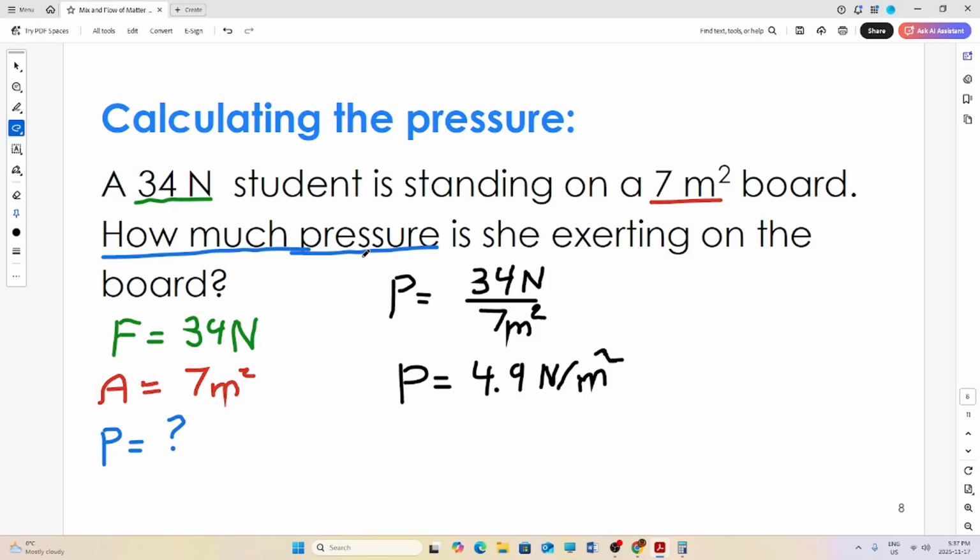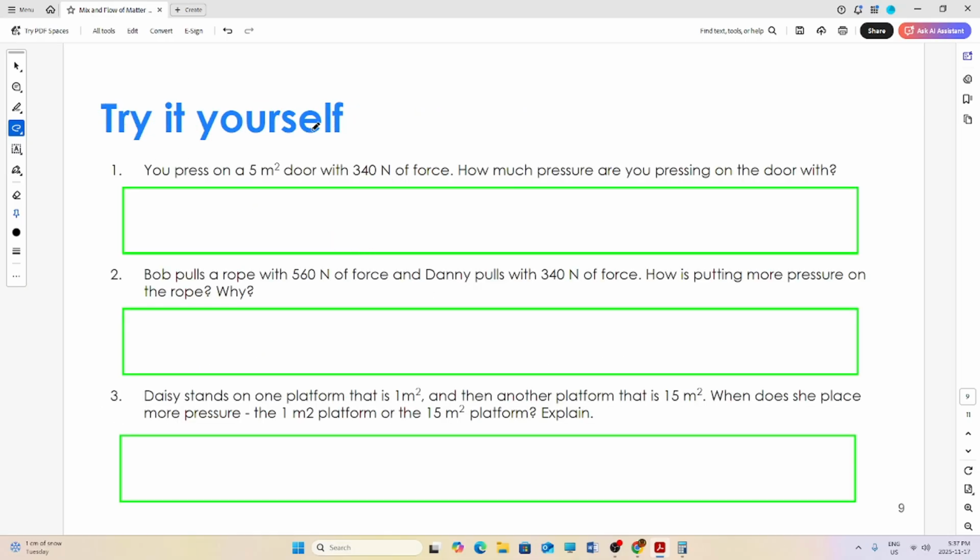Let's look at another example. Try these yourself. I'm going to go through these as well. Here we go. 5 meters squared, that's an area. I'm just going to go through all of them. This one does not have an area. Next one, this has an area. Daisy stands on a platform, that's an area. And this might be an area.